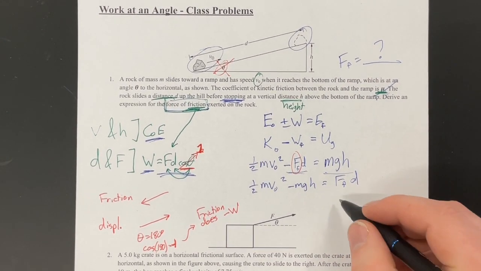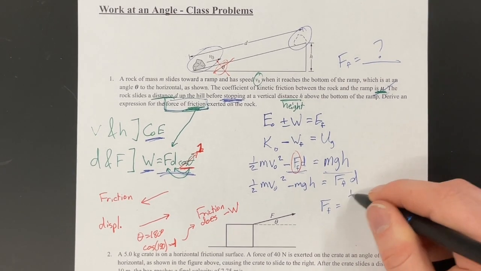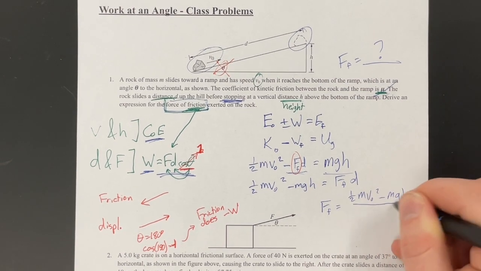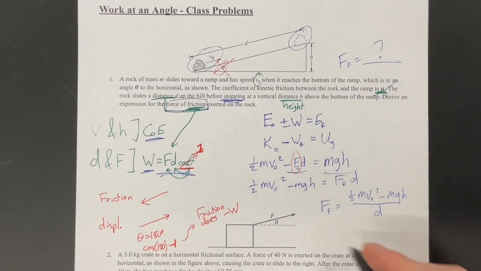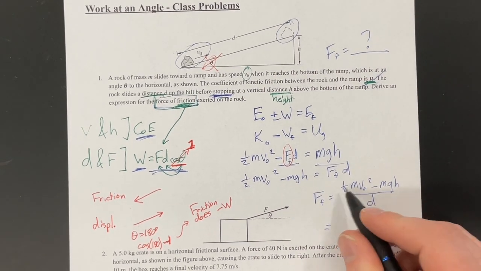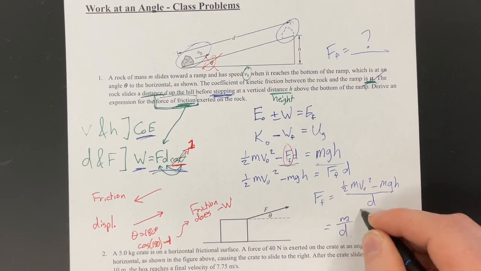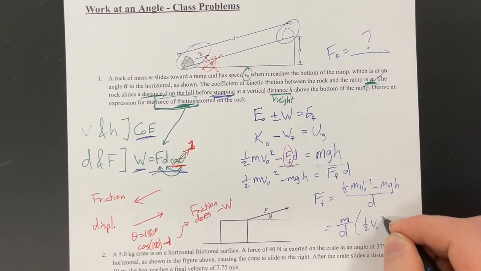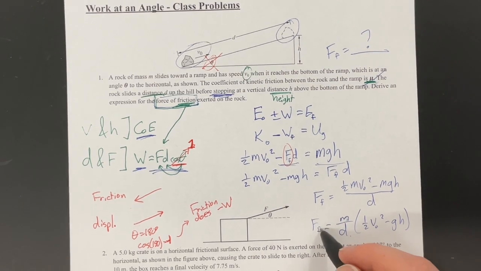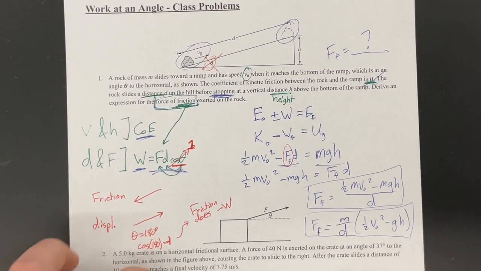So then I can divide both sides by displacement and get force of friction equals 1/2 mv0 squared minus mgh all over displacement. You could stop right there if you wanted to simplify, and I'm just gonna reverse distribute a mass out of the numerator. So this is just the simplified version. You do not have to do the simplified version. This is totally fine, or this is totally fine.